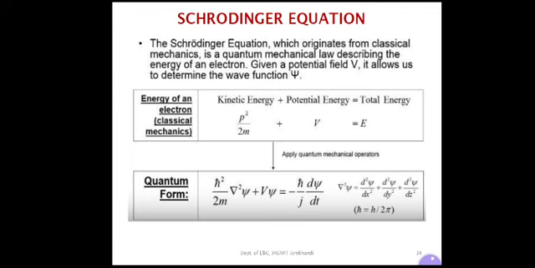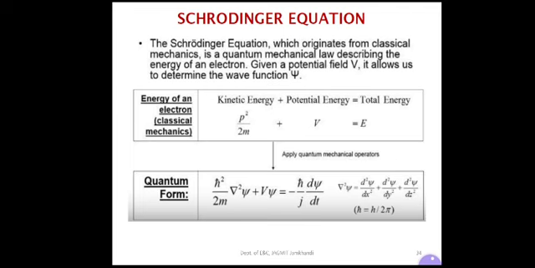So remember, here an electron is described as a three-dimensional wave in the electric field of a positively charged nucleus. The probability of finding an electron at any point around the nucleus can be determined with the help of this Schrodinger wave equation. So we know the basic equation: the total energy is equal to kinetic energy plus potential energy, that is the energy of an electron. This is classical mechanics. So E is equal to p square by 2m plus V.